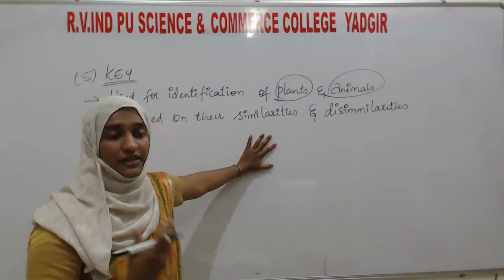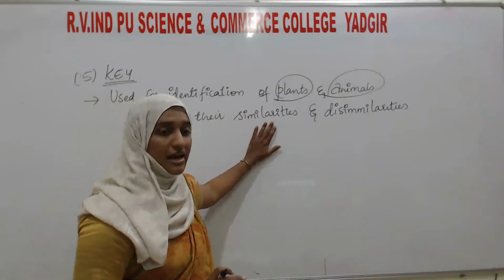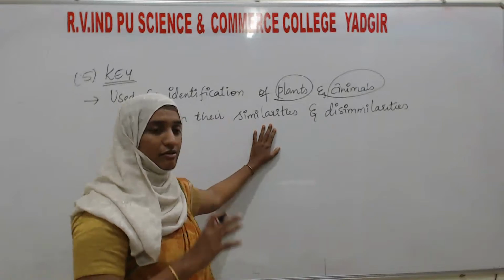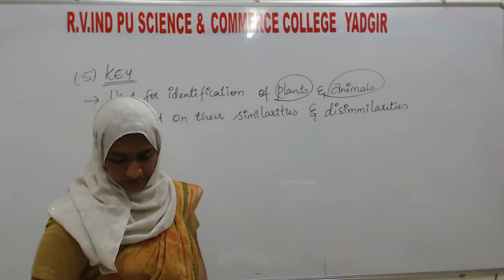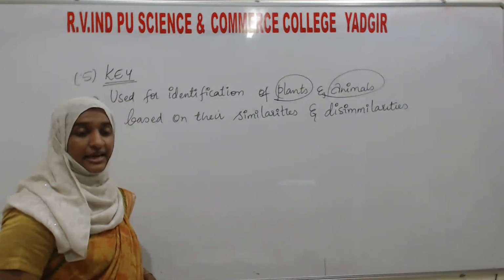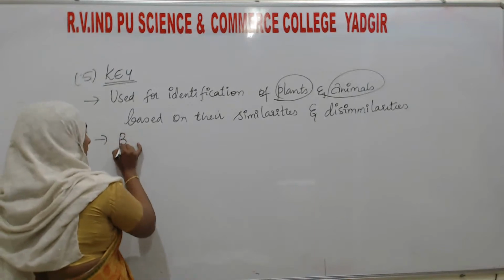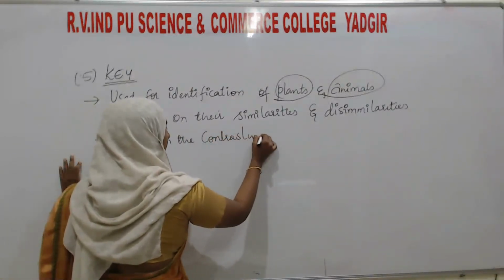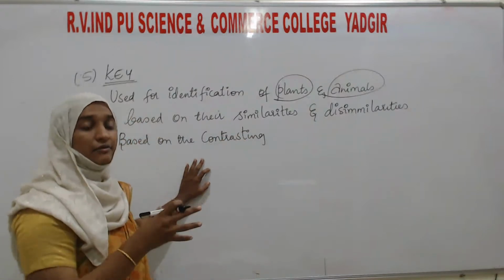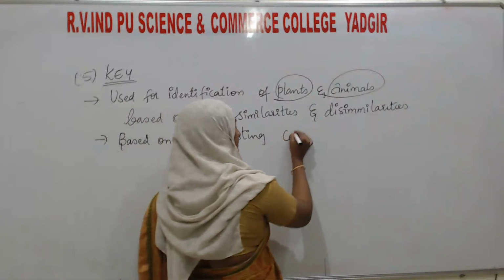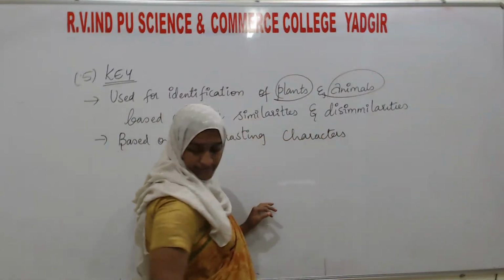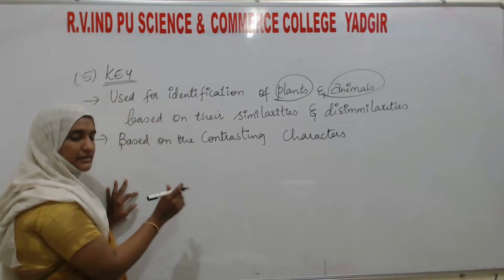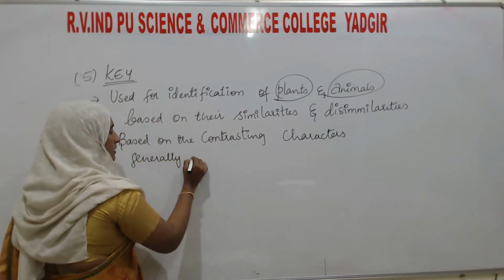What they are seeing here is the similarities among the characters, morphological characters, and their habitat. By seeing such characters, they identify the plants and animals. So this key is based on contrasting characters. Contrasting characters means characters which can be easily identified, and generally they are in a pair.